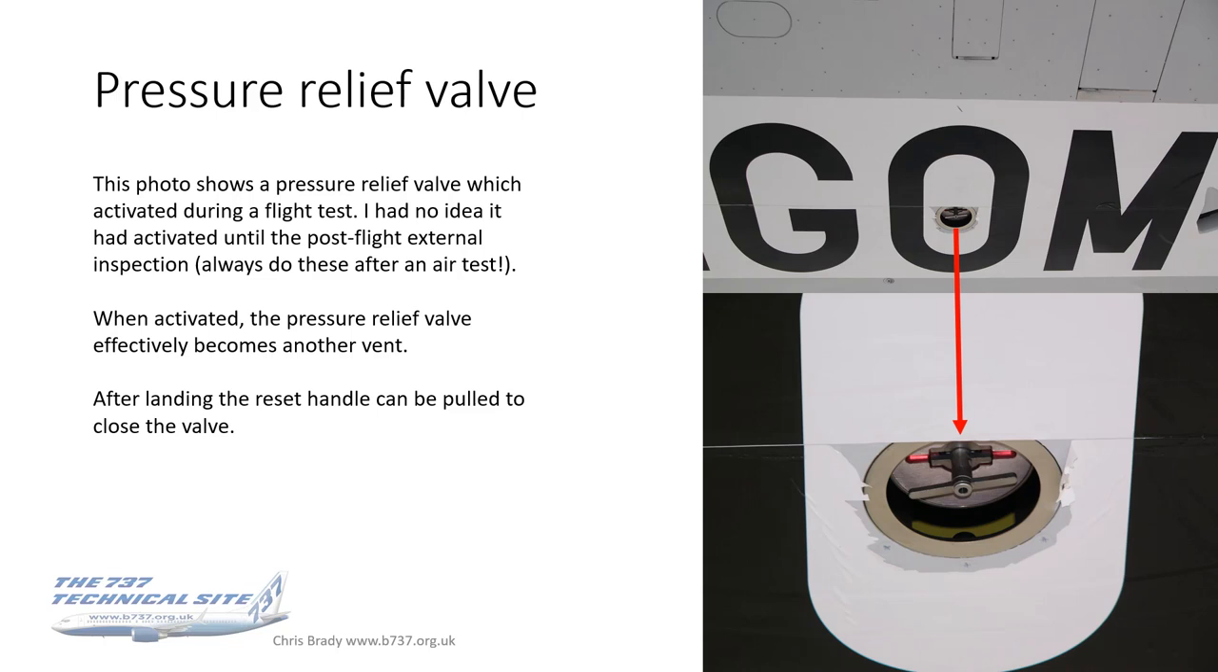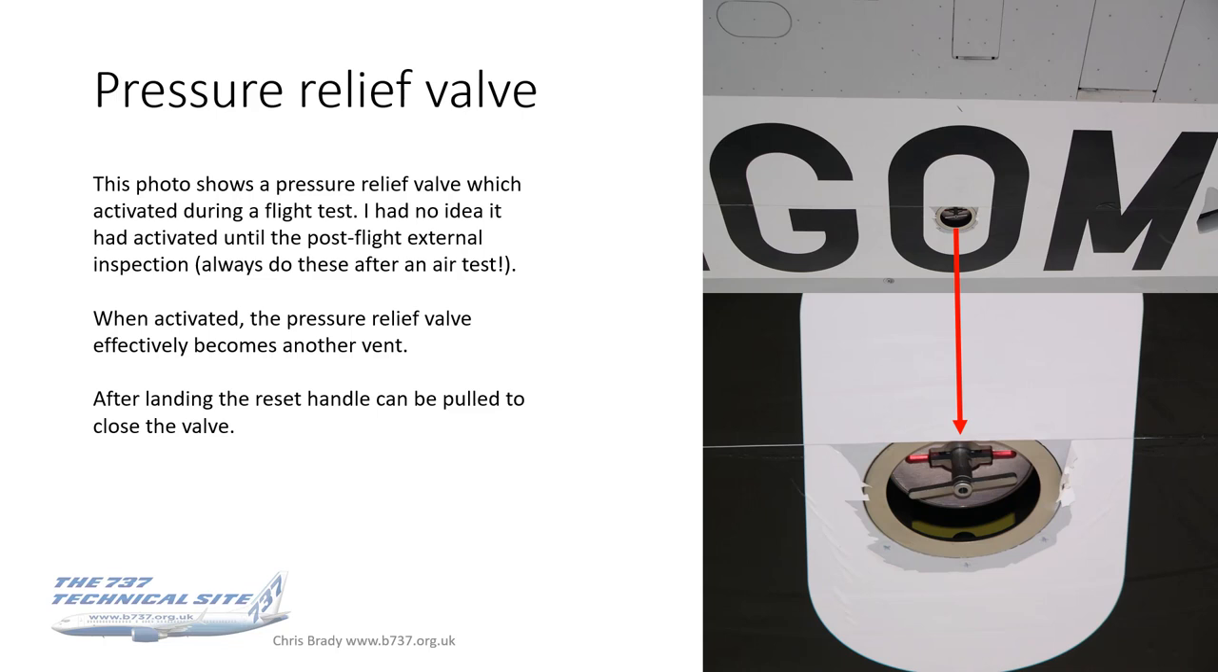Now, this photo is actually what you will see if a pressure relief valve actually activates. This happened to me on a flight test. I'd no idea on the flight test it had activated. I mean, why would I? The fuel flow was certainly normal. I discovered it. Well, actually, the engineers discovered it on the post-flight external inspection, which you should always do after an air test. I've had panels come off left, right, and centre on these flights. So that got their curiosity, and they were certainly asking what I'd done on the flight. But that's what it is.